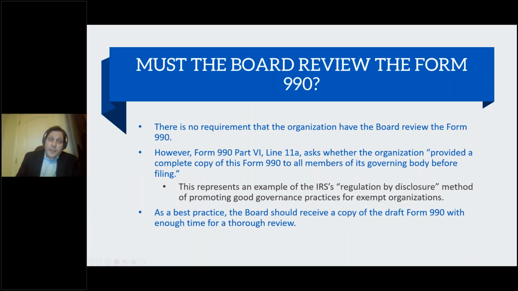Now, I did want to note as well that there is no specific requirement that the organization's board review the Form 990. However, the IRS does have an indirect way of promoting good governance policies. On the Form 990 itself, specifically Part 6, Line 11A, the organization is asked whether they provided a copy of the Form 990 to all members of the governing body before it's being filed, essentially regulation by disclosure. And now this is something that probably 90% of organizations do, or at least mark off that they are doing. So it definitely is something that will stand out because this question's on there.